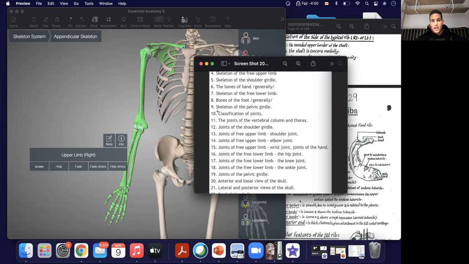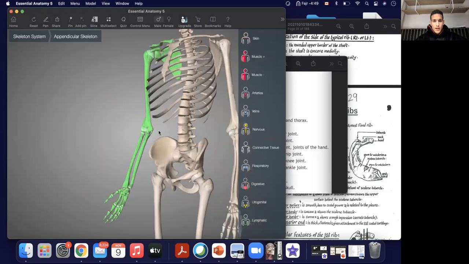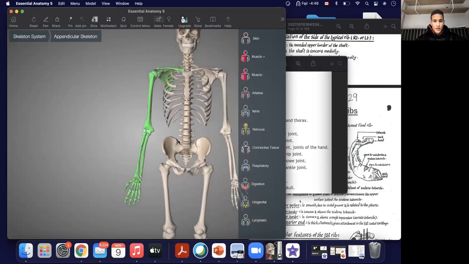Classification of the skeleton bones of the free lower limb. There, number 7. Free lower limb, quickly.